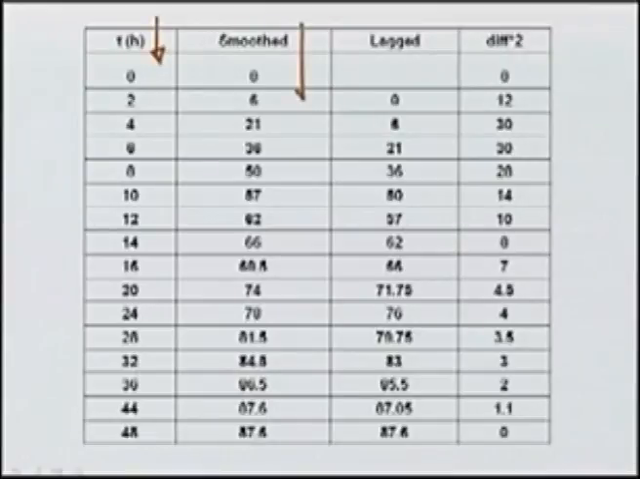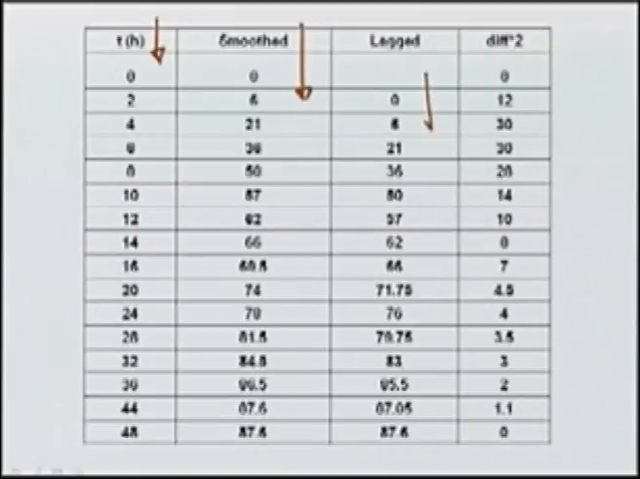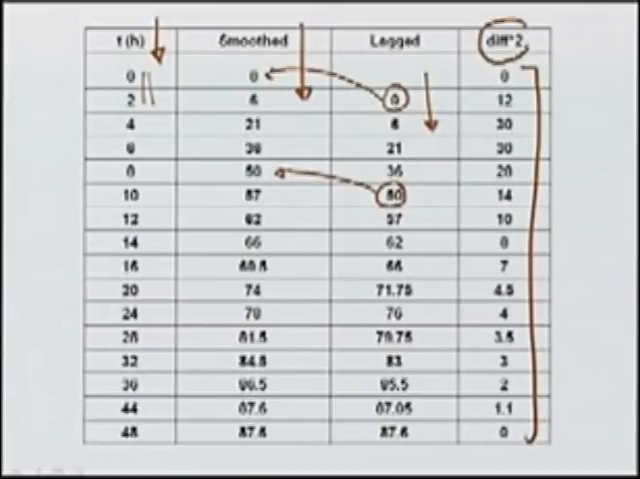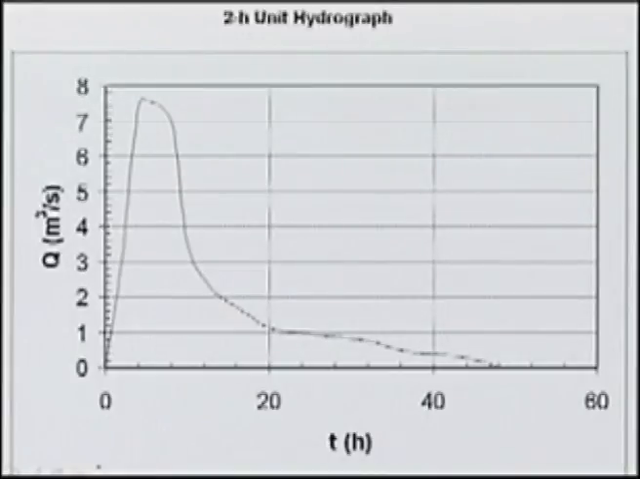Time, this is the smooth curve which we have fitted here. The ordinates of that smooth curve are given here, and then we lag it by 2 hours. So, this 0 corresponds to this 0 with a lag of 2 hours. Similarly, this 50 at 10 corresponds to 50 at 8, and so on. This difference is multiplied by 2, so that we get the unit hydrograph for 2-hour duration, and this is plotted in this figure. So, you can see that a 2-hour unit hydrograph is obtained using the S curve.